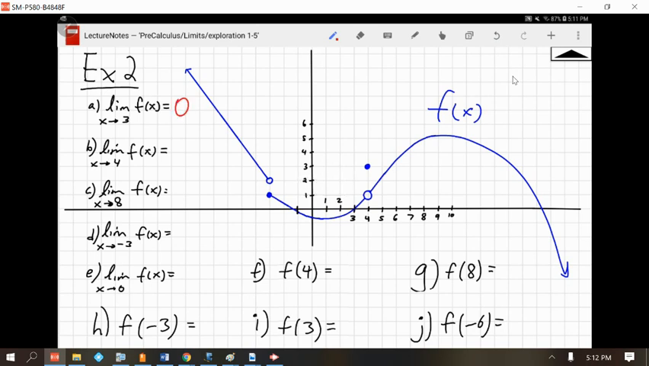Okay. What's the limit as x approaches 4? Okay, so 4. I'm getting closer and closer and closer to 4. What is the limit? The limit is the y value.